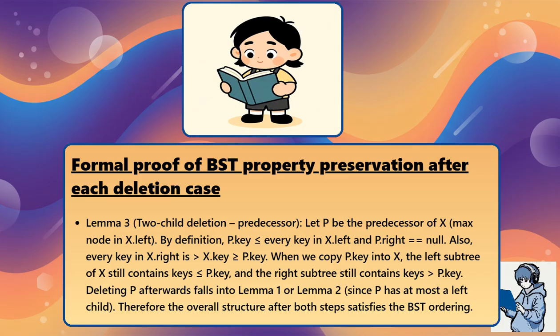When we copy P.key into X, the left subtree of X still contains keys less than or equal to P.key, and the right subtree still contains keys greater than P.key. Deleting P afterwards falls into Lemma 1 or Lemma 2 because P has at most a left child. Therefore, the overall structure after both steps satisfies the BST ordering.